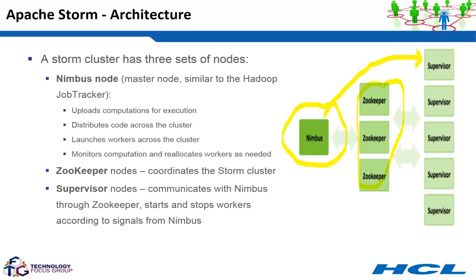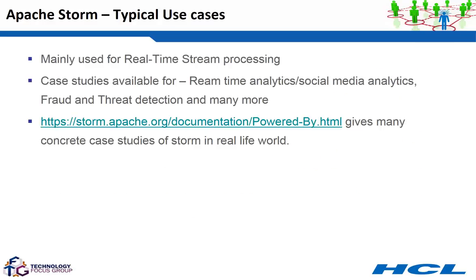Apache Zookeeper is a resource management and cluster coordination framework from Apache. So it uses all these things for coordination. Typical use cases: supervisor nodes communicate with real-time stream processing, Zookeeper starts and stops workers according to signals, real-time analytics from social media analytics. For example, Twitter hashtag at supervisor, which tag is trending and all those things.